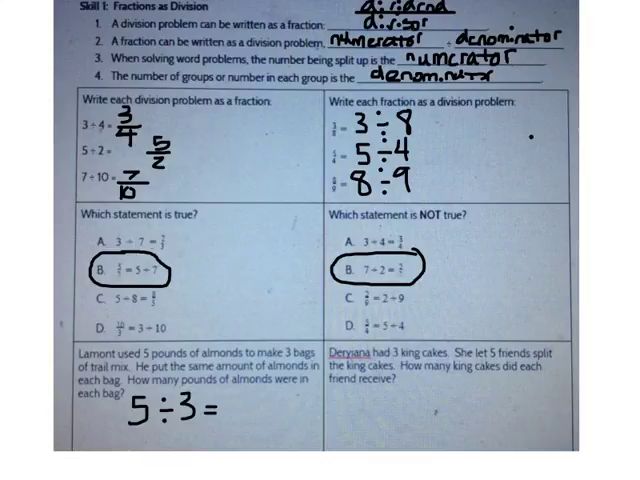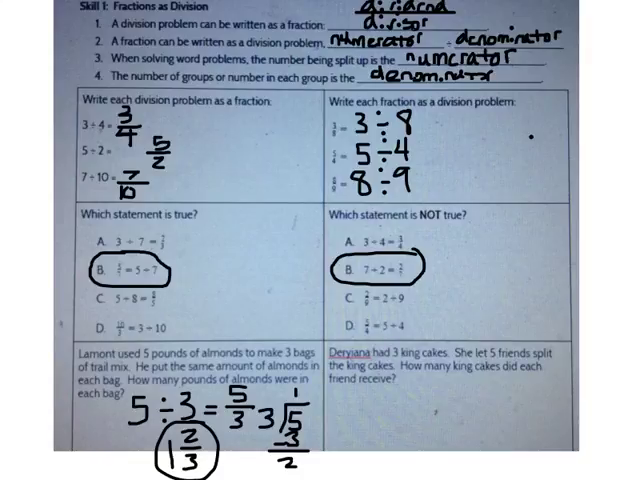How do I write 5 divided by 3 as an improper fraction? 5 divided by 3 is 5 thirds. Go ahead and change that into a mixed number using division. Well, 3 goes into 5 once, with 2 left over. So the answer is 1 and 2 thirds.